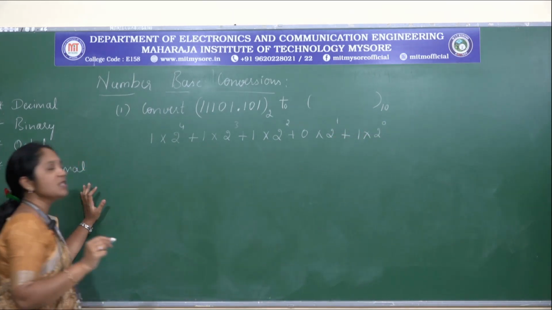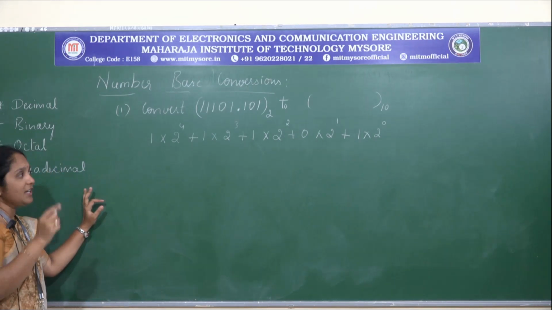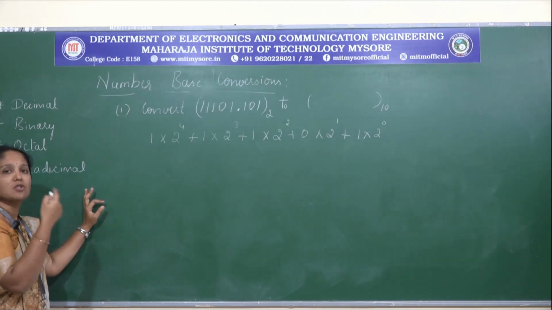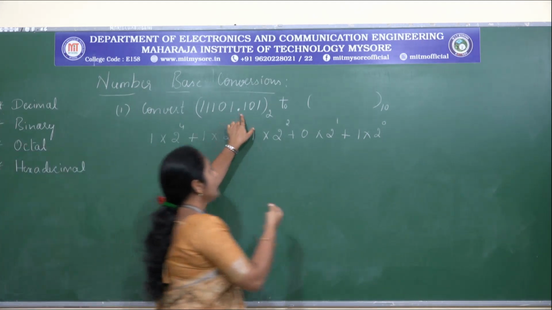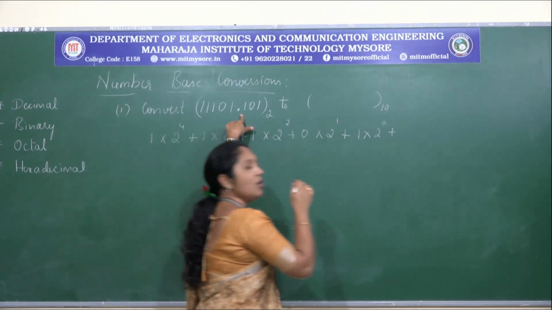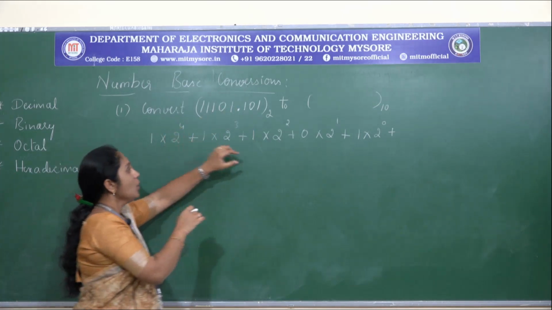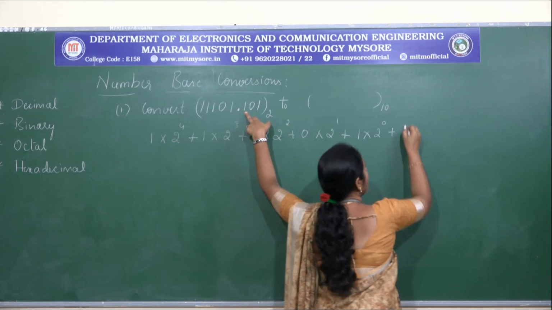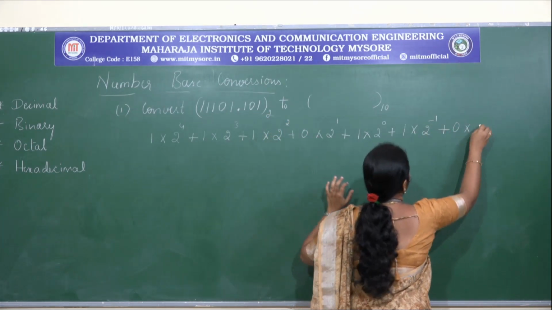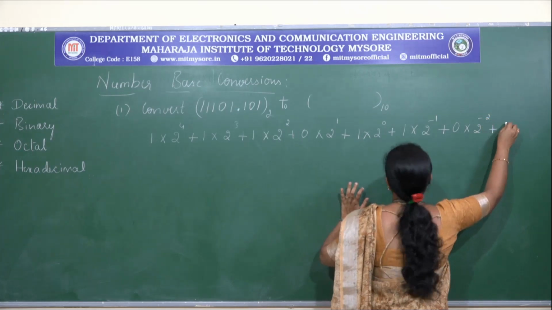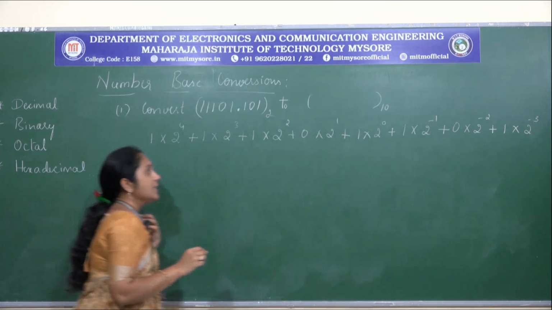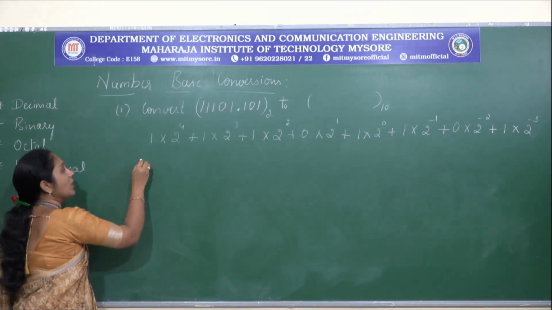After the decimal point, remember we need to consider the powers in negative, that is 2 power minus 1, minus 2, minus 3, etc. Here I have a decimal point, so you need not put the decimal point here. I will just continue by putting the plus sign: plus 1 into 2 power minus 1 plus 0 into 2 power minus 2 plus 1 into 2 power minus 3. Now let us find out the equivalent of this.